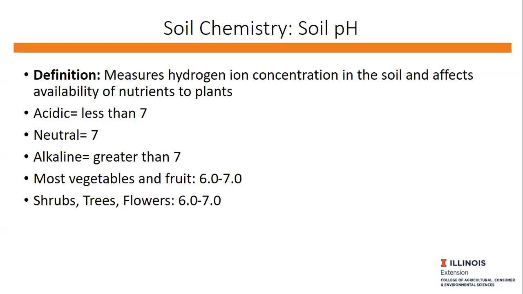Shrubs, trees, and flowers also tend to thrive in the 6 to 7.0 zone. You may have certain fruits and vegetables that are a little more demanding in their soil pH. Blueberry is one of the main examples that we think about when it comes to their acidity needs. They need a pH less than 5.